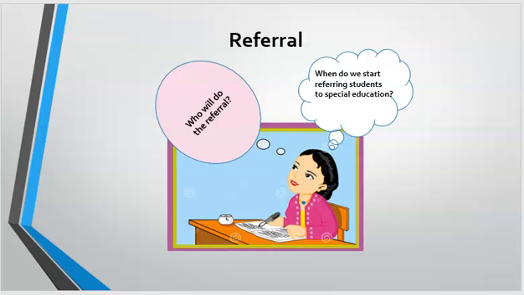Referral. Sometimes we ask, when do we start referring students to special education? Or who will do the referral? When the student is provided with intensive intervention, the student will be monitored for at least 2 years to observe if the student is making progress. If the student is not making progress or making very minimal progress, then this is the time he needs to be referred for special education evaluation.